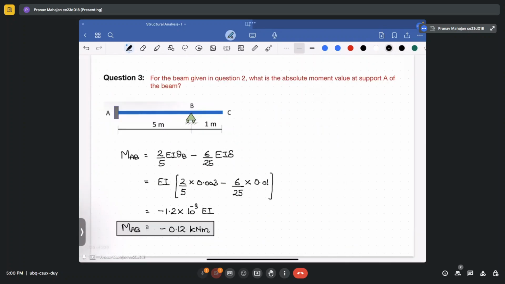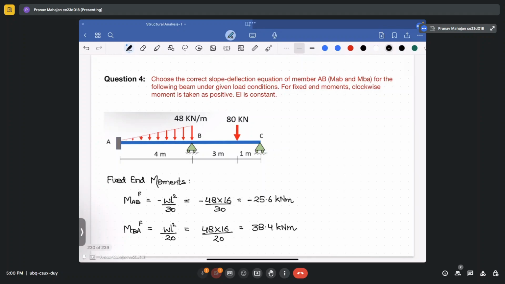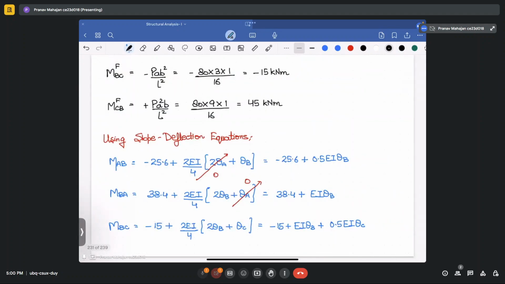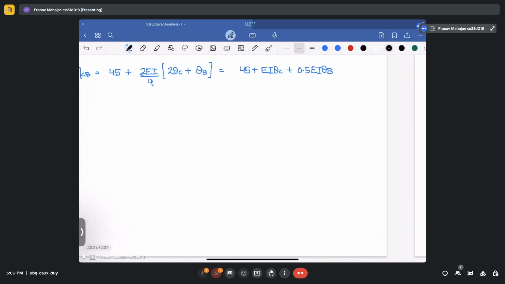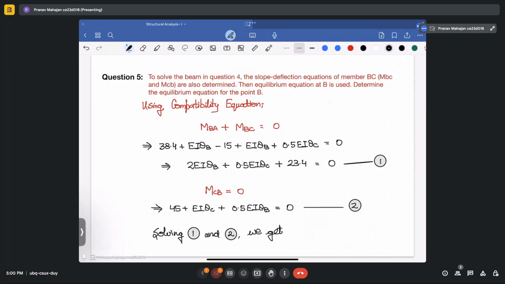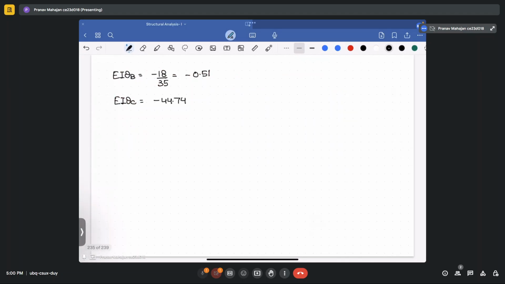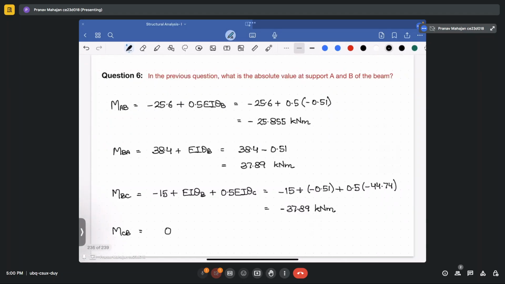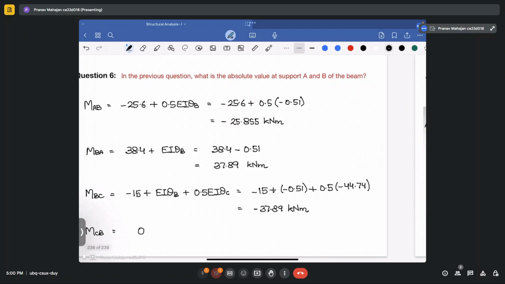theta B. Same thing we have applied in the next question. We first determined the fixed end moments, and after determining them, we derived the different moments in the structure, that is MBA, MBC, MCB. After that, we utilized the compatibility equation and determined the values of EI theta B and EI theta C. Then after calculating EI theta B and theta C, we got to know the moments at supports, that is MAB, MBA, MBC, and MCB.